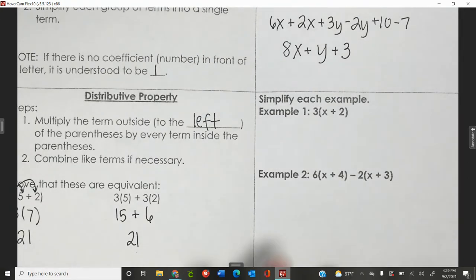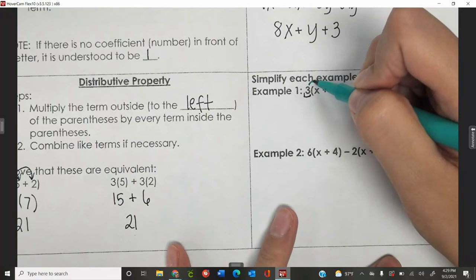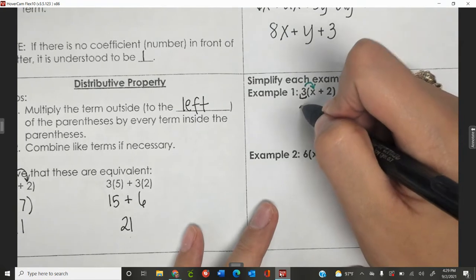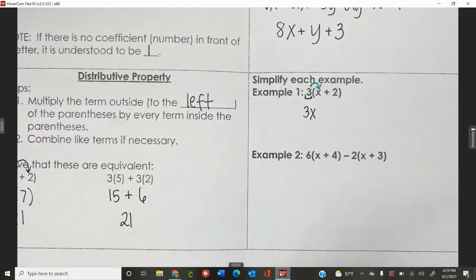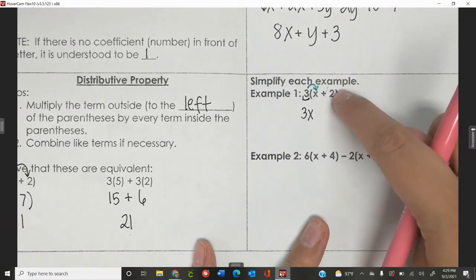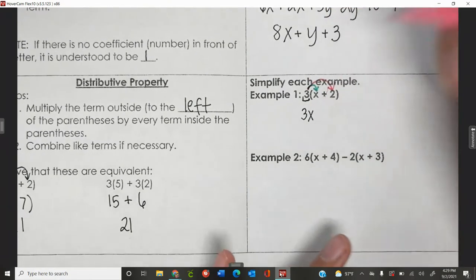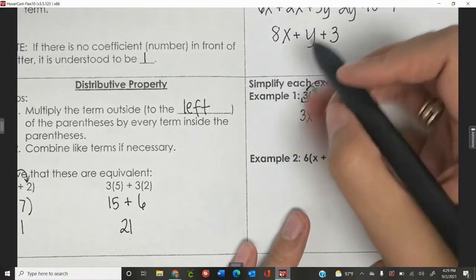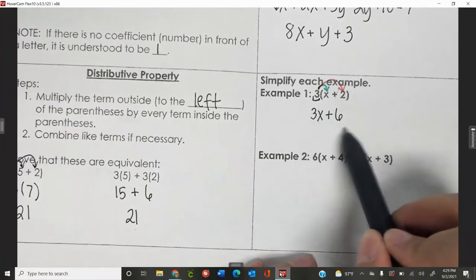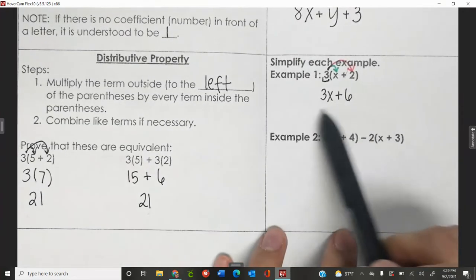So I'm going to take the term that is outside, which is the number 3. I'm going to take 3 and multiply it by x. So 3 times x is just 3x. And some people tend to forget to multiply the second number as well. So you're also going to take 3 and multiply it by 2. So 3 times 2 is 6, and since the sign in front is adding, we'll be adding 6. So simplifying this, this is 3x plus 6. There's nothing you can combine like terms with. So that is as far as it goes.